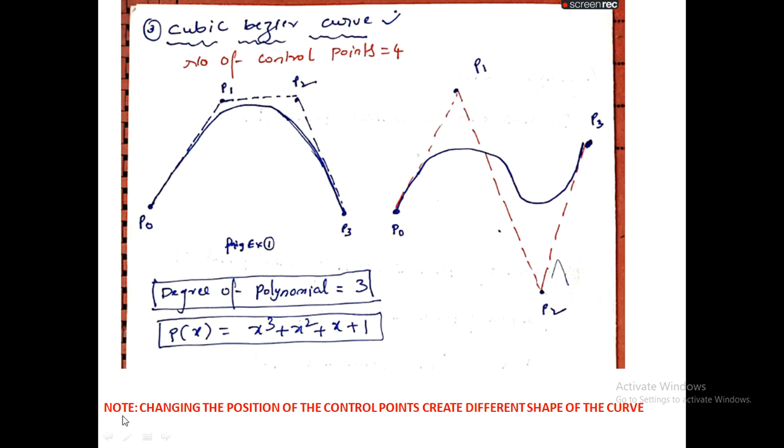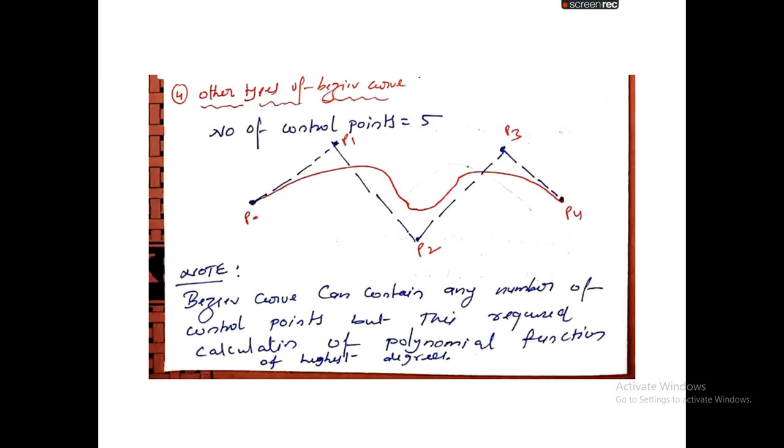So this is the cubic Bezier curve. In a simple Bezier curve, the number of control points is 2. In a quadratic Bezier curve, the number of control points is 3. In a cubic Bezier curve, the number of control points is 4. And next is the other type of Bezier curve. Other type of Bezier curve means the number of control points is more than 4.